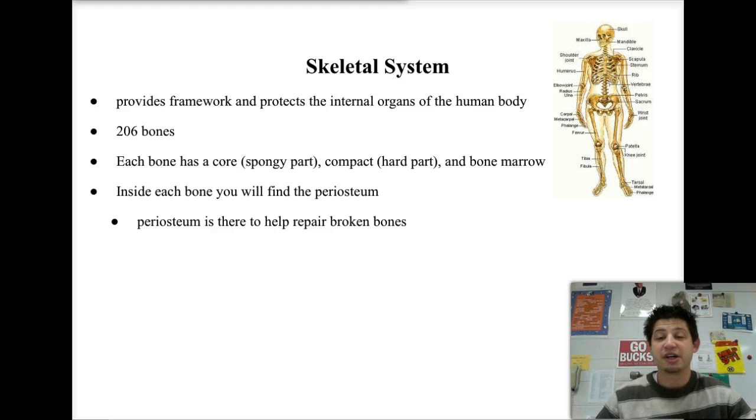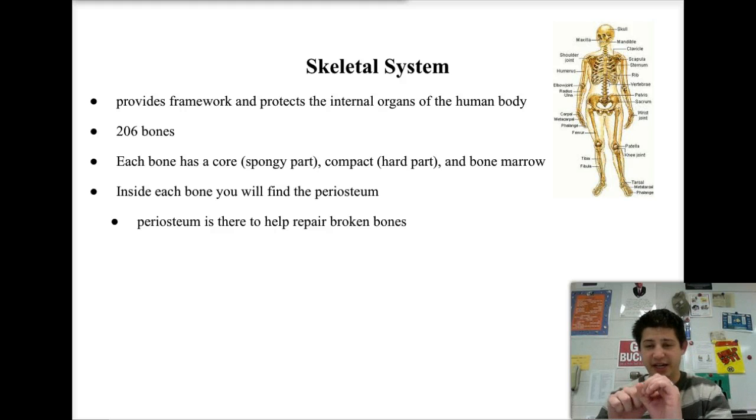When you take a look at the skeletal system, the main job of the skeletal system is to provide the framework and protect the internal organs. There are roughly 206 bones in the human body. Each has a core, known as the spongy part, a compact part, which is the hard part, that's the part we know about, and the bone marrow, that's the inside of the bone.